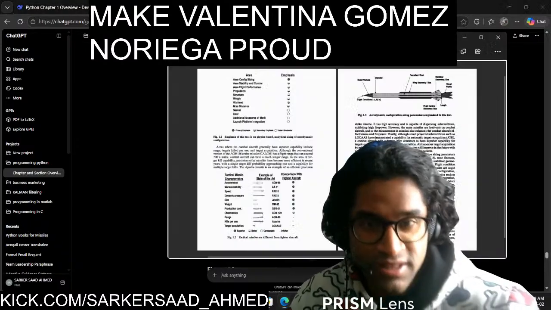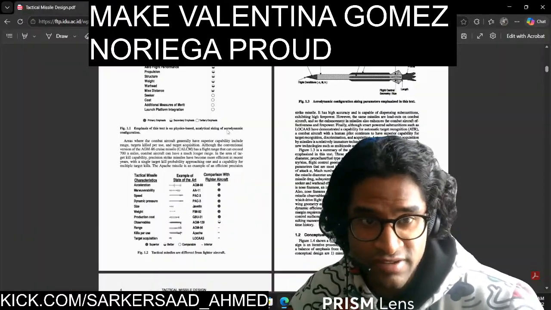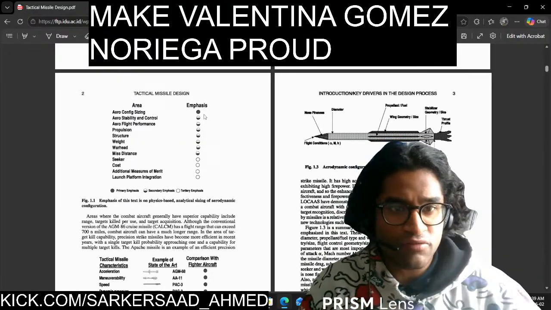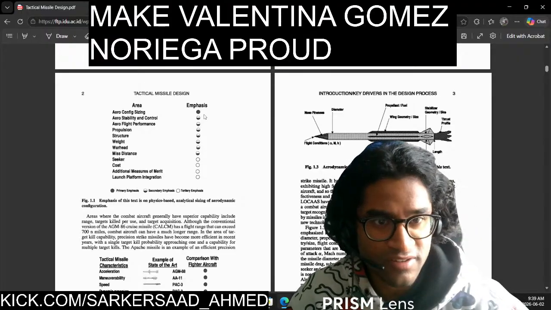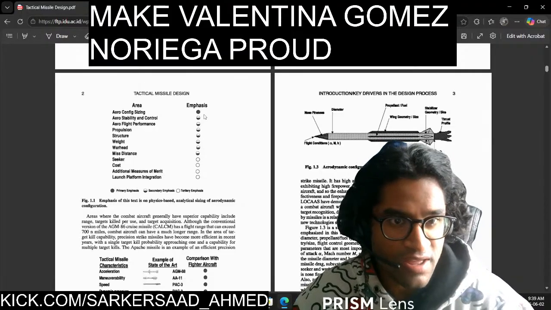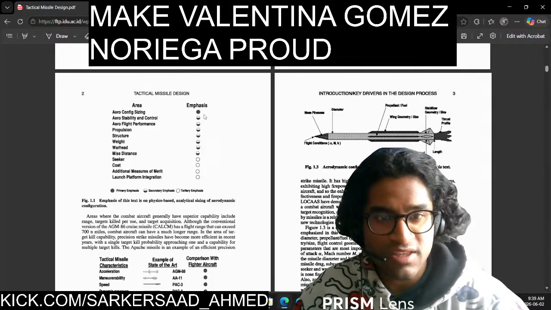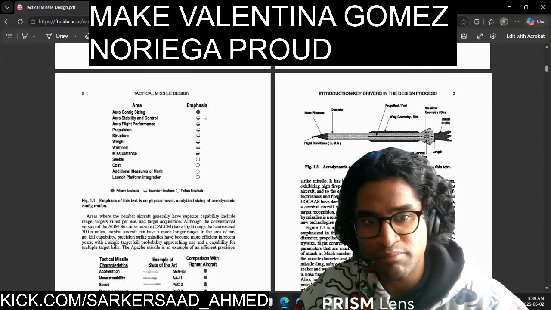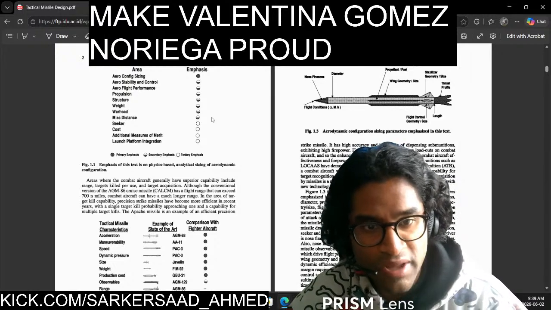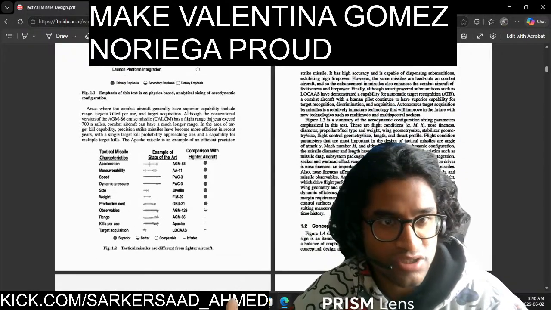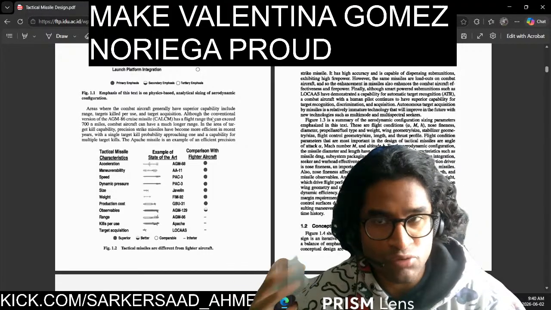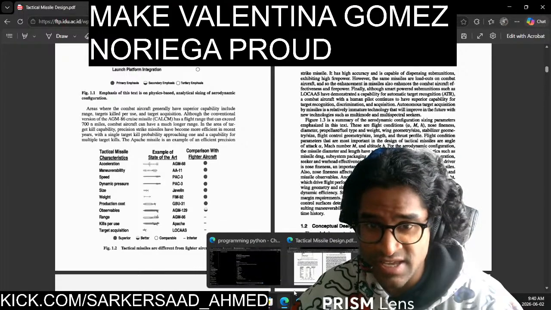Okay, you know what? I have to read the book myself because it's not understanding. So the area, what's that? Primary emphasis: aero configuration sizing. Air stability and control is the secondary emphasis. Aero flight performance, that's secondary. Seeker cost, additional measures, and launch platform integration are the tertiary ones. They're the least important. So areas where the combat aircraft generally have superior capability include range, target kills per use, target acquisition. Although the convert, so there's a lot of stuff.